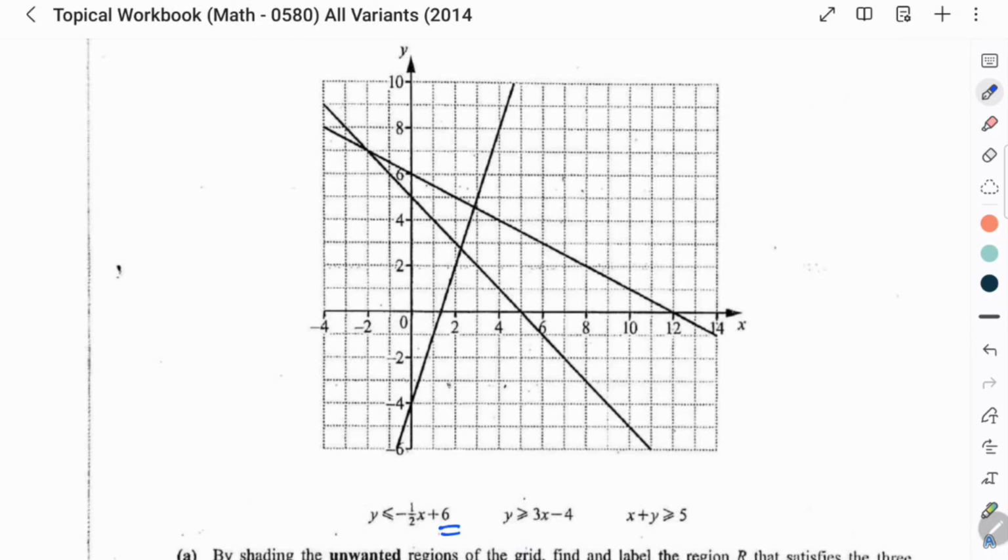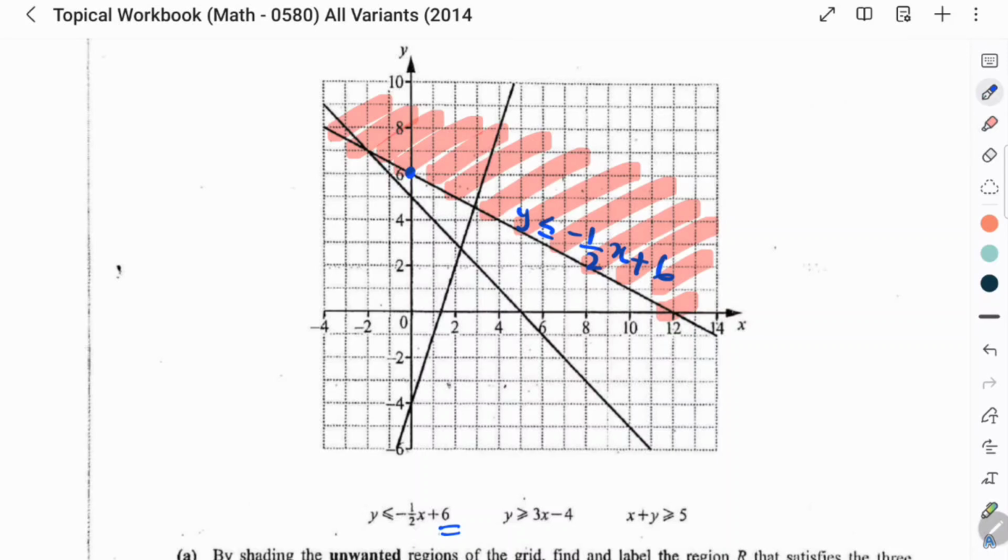So y is equal to, the y-intercept is 6, and obviously the line is falling from the left, so it's negative. So it's okay. So right now you can say that this line is y is less than or equal to -1/2 x plus 6. You need to recognize that also. So less than means the region is below, you just shade above.